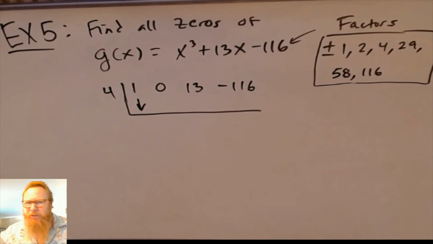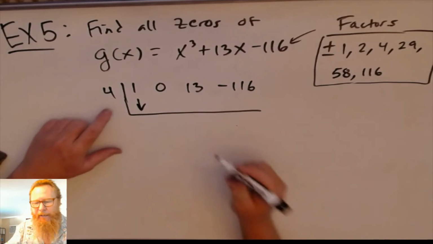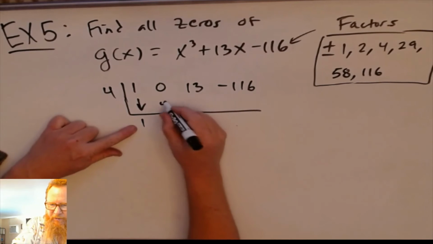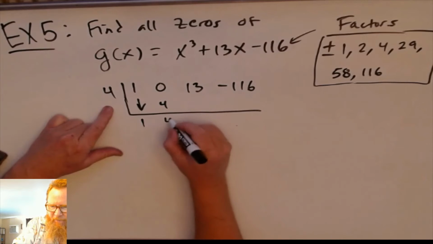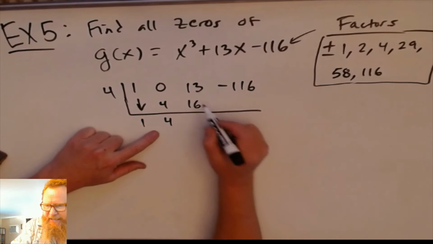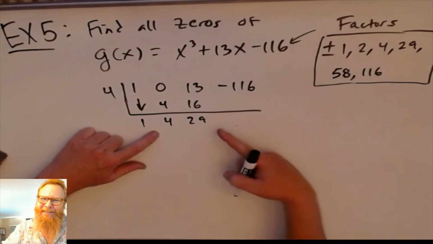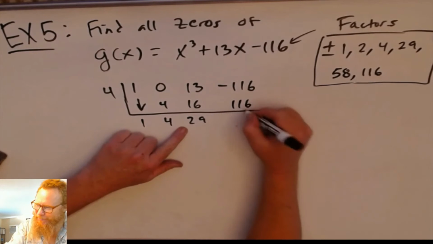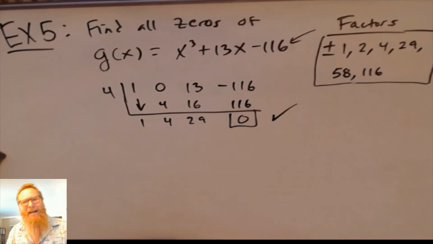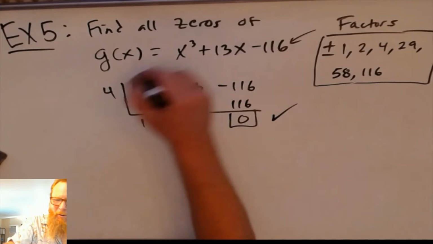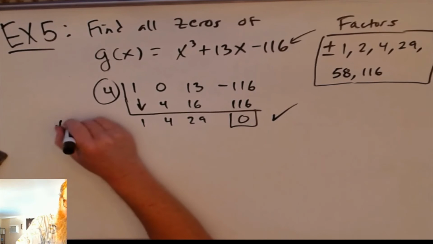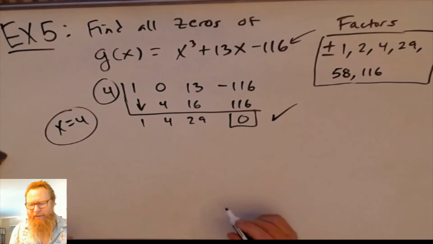This is the bounce around technique. Just try everything. 1 times 4 is 4. 4 times 4 is 16. 29. There's that 29. 4 times 29 is 116, and there it is. We got it. Okay. So we got one of the zeros. X equals 4. We'll save that for later.